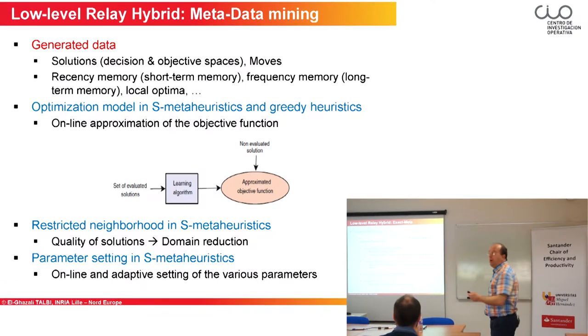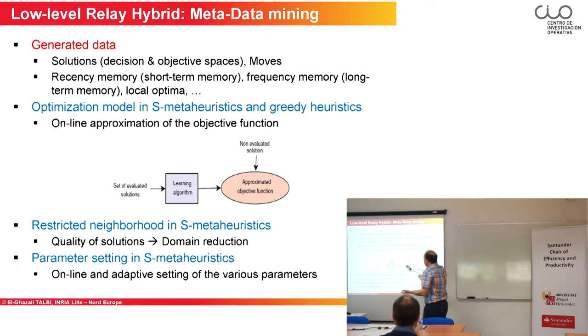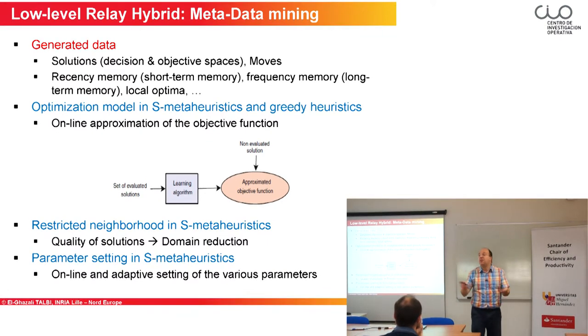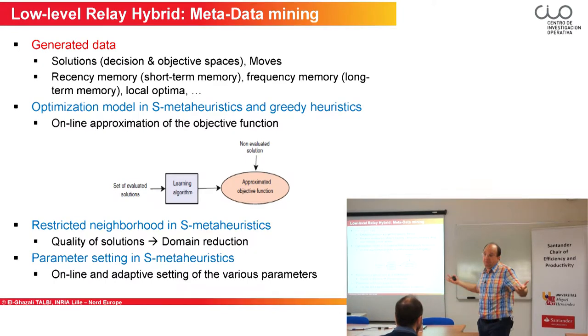Now, what about using ideas from machine learning in metaheuristics, or the inverse, okay? So what is machine learning? Before talking about machine learning, what are the data? Which data will we explore? Here the data are the solutions I am generating; I can generate millions, billions of solutions, in the decision space and the objective space, the moves I am generating, some local optima, a lot of data. Those algorithms generate a lot of data. The idea is how to extract some knowledge from this data. For instance, some simple ideas.